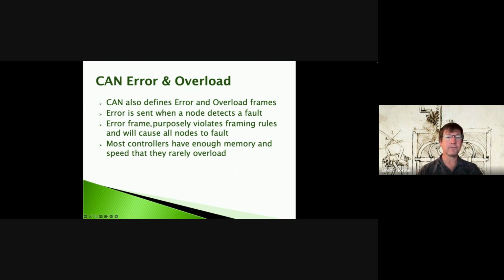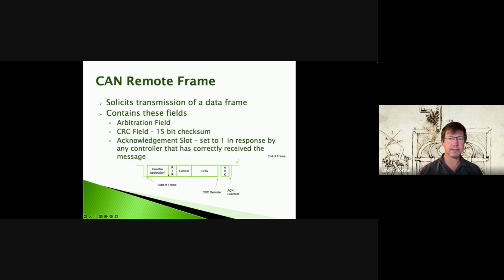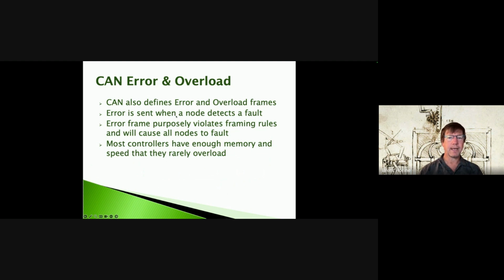And the error frame: when a node detects there's a fault, then it sends out this error frame, and that purposely violates these framing rules, right? There's all these rules here. And that will then cause all the nodes to fault. So everyone recognizes, hey, there was a fault on the bus. Maybe that fault gets corrected and fine, but at least then everyone knows everywhere that there is a fault.